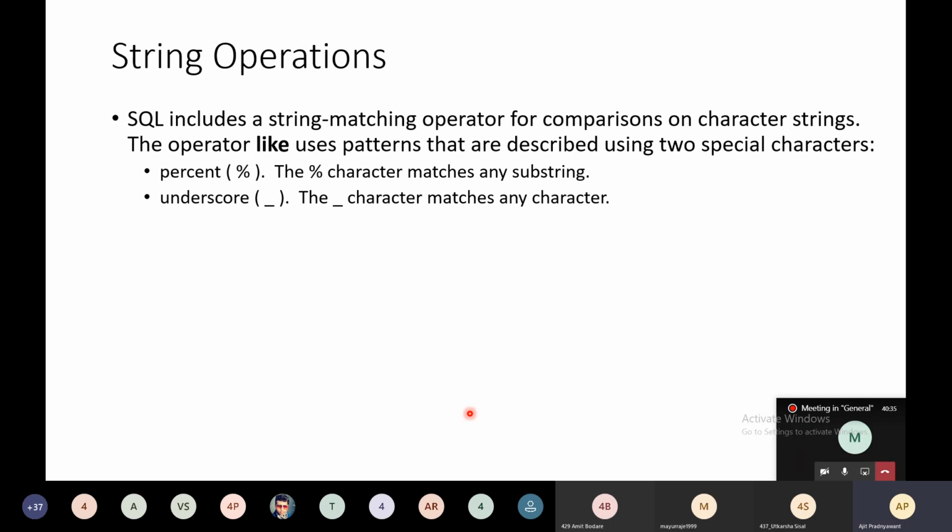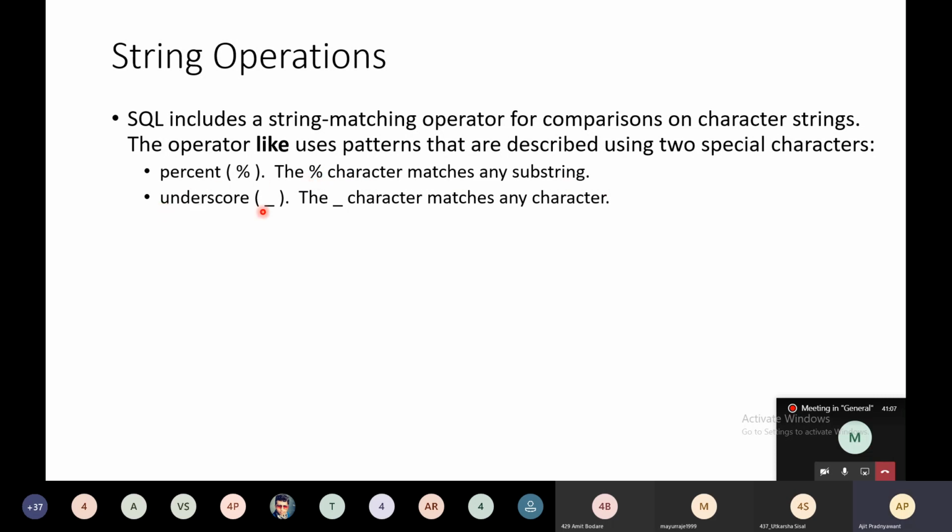So moving forward, we are going to learn about string operations. What are the string operations? Before proceeding, you need to understand these simple symbols: percentage and underscore. So what is this percentage? The percentage is used for character matching of any substring. We'll see this with the help of an example so that you can understand it in a better way.